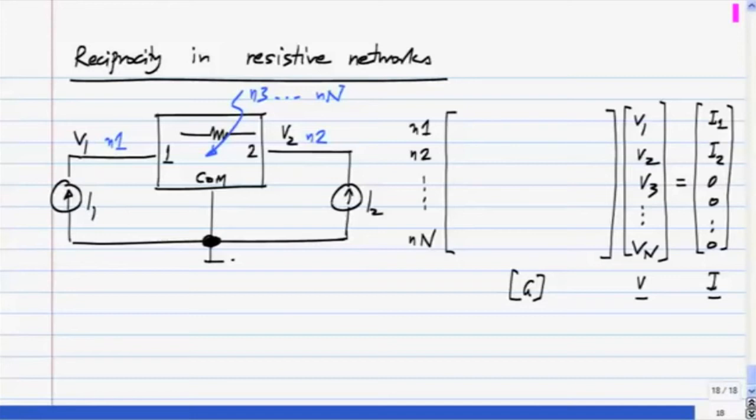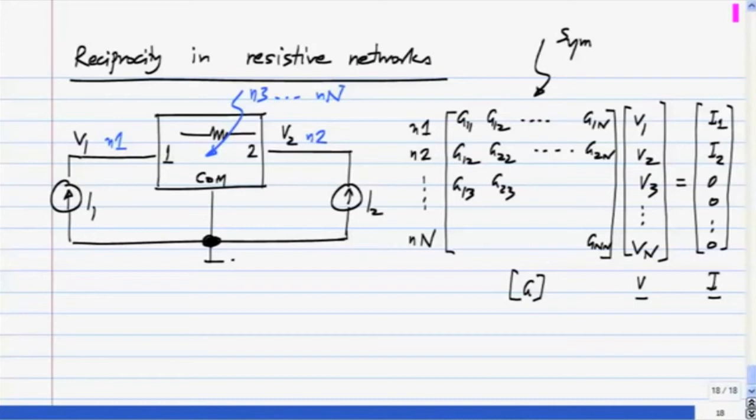Now of course, because the network is purely resistive, this G matrix is symmetric. So let's say I have G11, G12 all the way to G1n here. Now the first element of the second row, first column and second row will be also G12. G22, etc., G2n, and similarly here we have G13, G23, and so on. So this will be symmetric because we don't have any control sources in the circuit. The network is purely resistive.